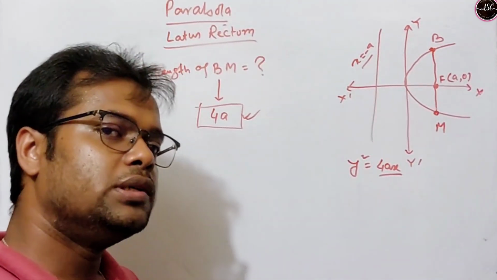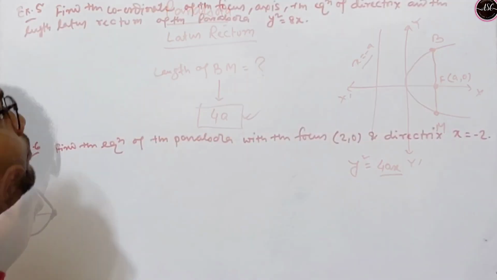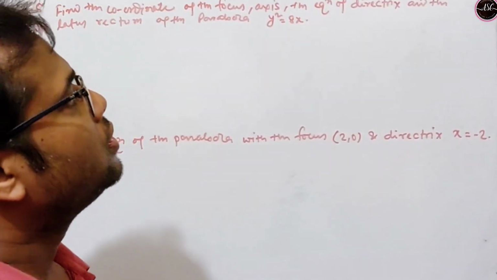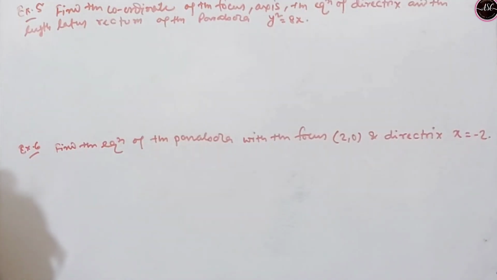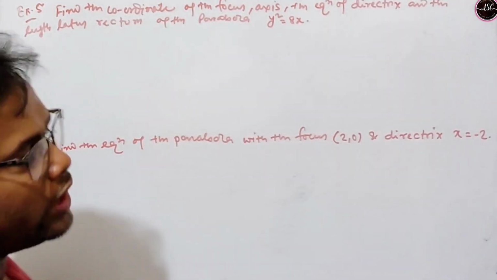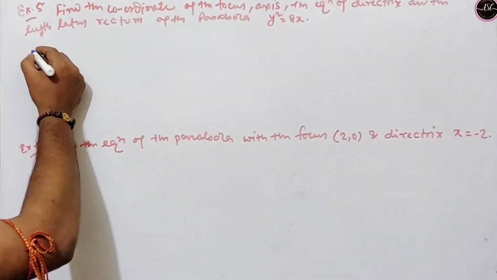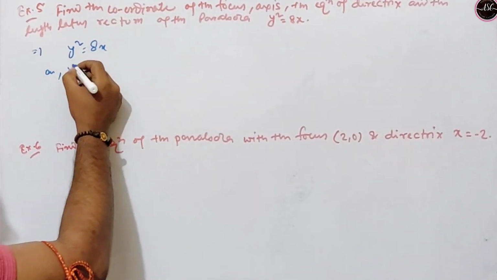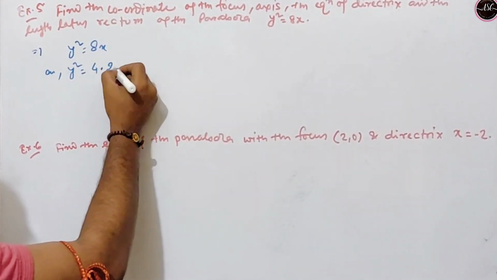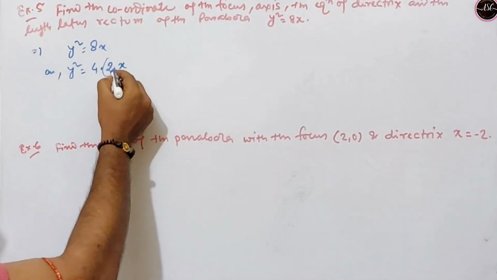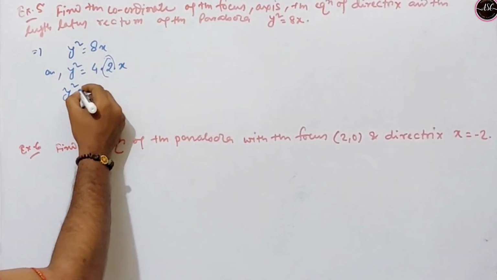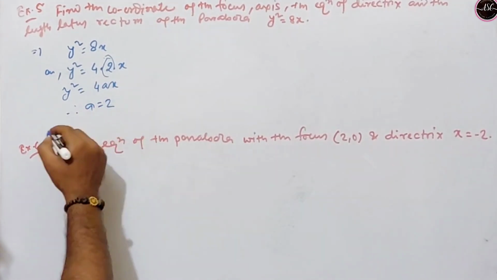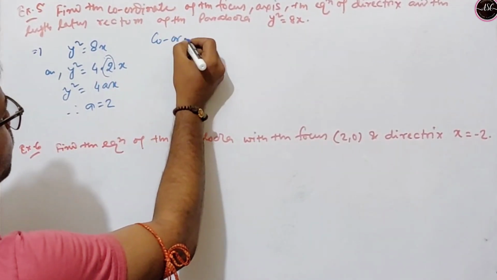Now we will do some examples. Look at this question. Find the coordinate of the focus, equation of the axis, equation of the directrix and the length of the latus rectum of the parabola y square is equal to 8x. This can be written as y square is equal to 4 into 2 into x. If we compare it with y square is equal to 4ax, then a equals 2.